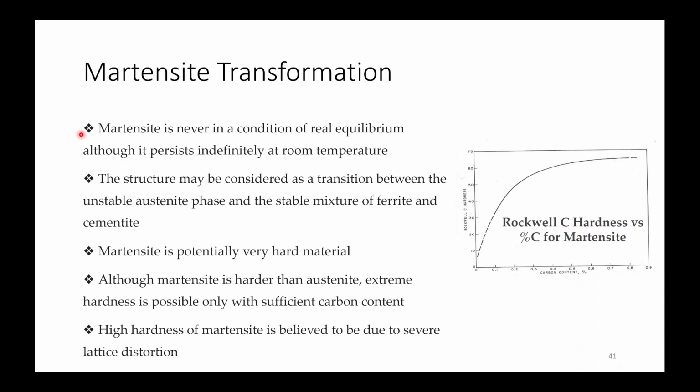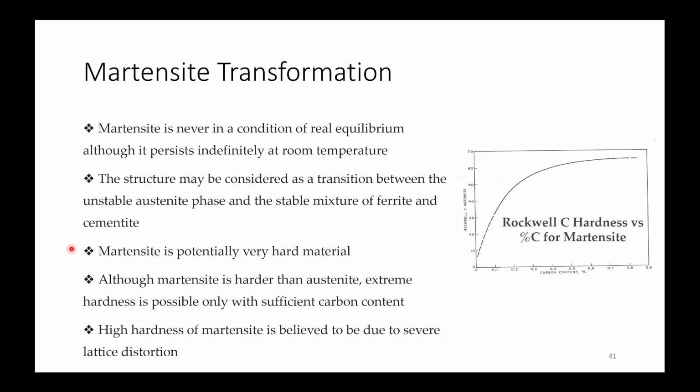Now, martensite is never in a condition of real equilibrium, and although it persists indefinitely at room temperature, this is a metastable phase, and the structure may be considered as a transition between the unstable austenite phase and the stable mixture of ferrite and cementite. So if you heat your martensite to certain higher temperatures, then it converts into ferrite and cementite, which are stable phases. Martensite is potentially a very hard material, harder than austenite.